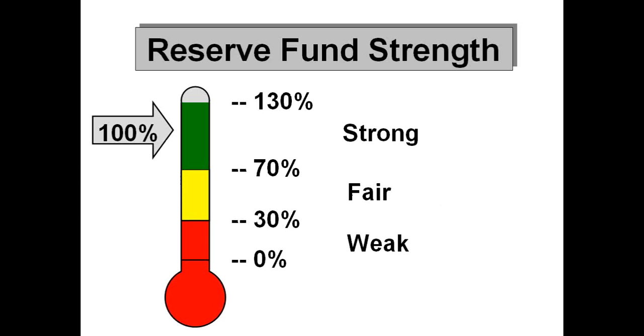The 100% level is the bullseye, the middle of the 70 to 130% strong range, where the association has the same amount of cash in the reserve fund as they have deterioration of the reserve components. Weak reserves are when the association's in the 0 to 30% range, where there's relatively little cash compared to the common area deterioration. And the fair range is in the 30 to 70% area, in between the weak and the strong range.